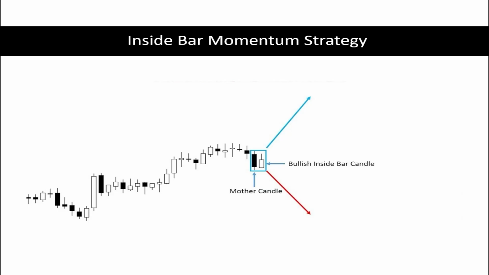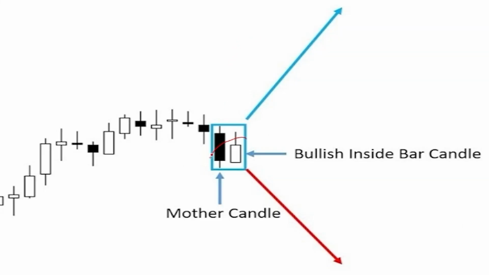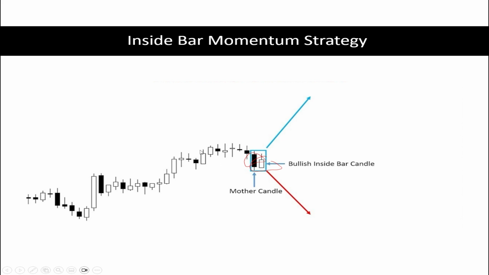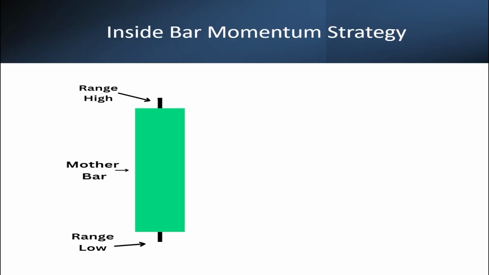First, let's understand what an inside bar is. An inside bar is a candlestick pattern where the high and the low of a candle are within the high and low range of the previous candle. Essentially, it means the current candle is inside the previous candle's range. Like this one, if you see, this is the current candle, right? And this is inside the previous candle, which is called the mother candle. For example, this is our mother candle and this is the high range and the low range.